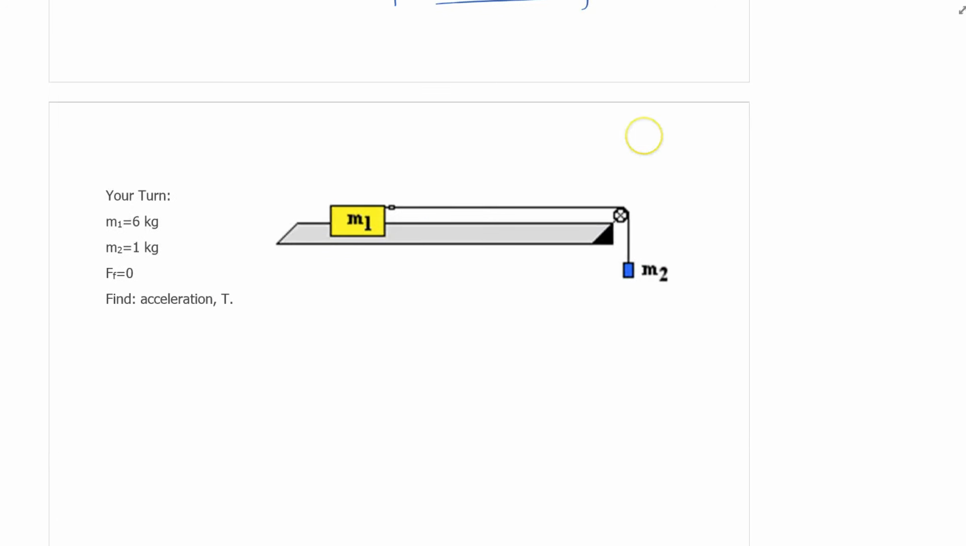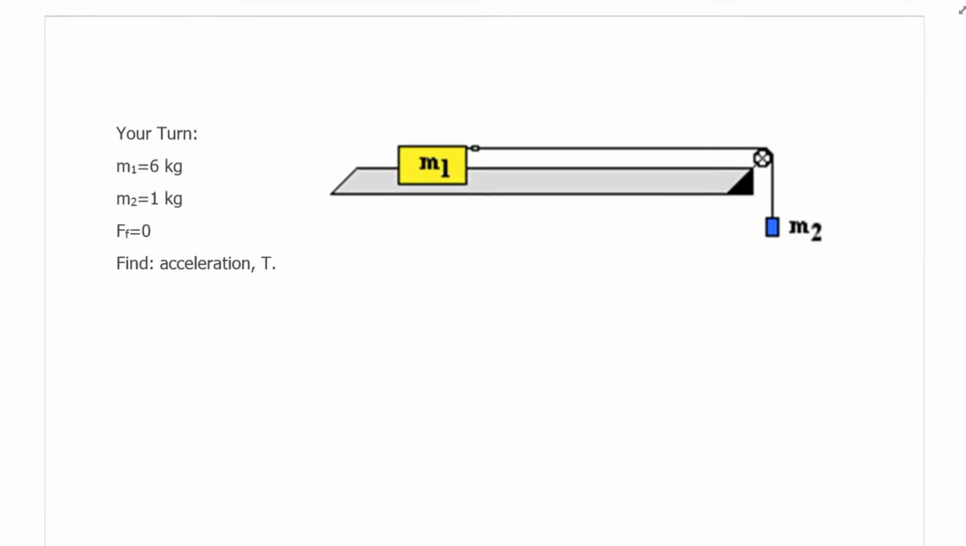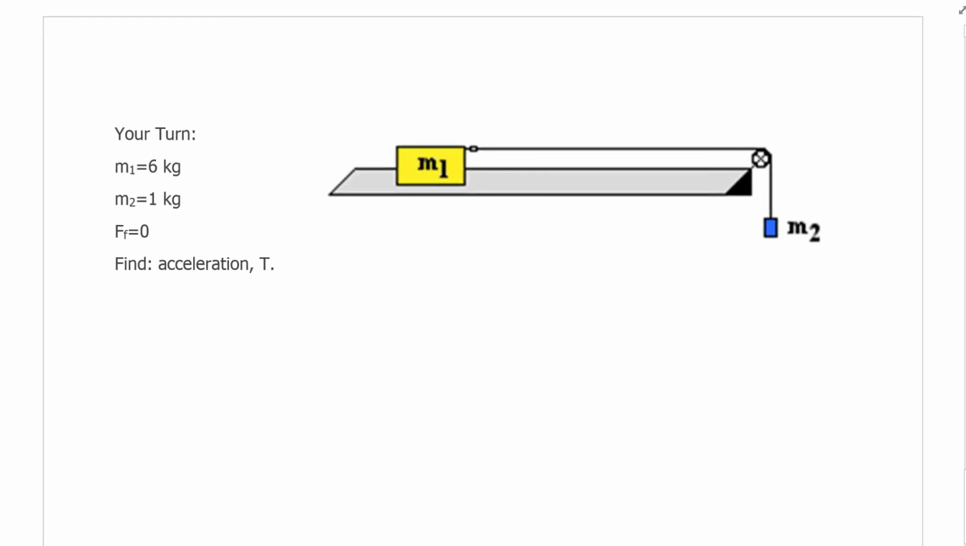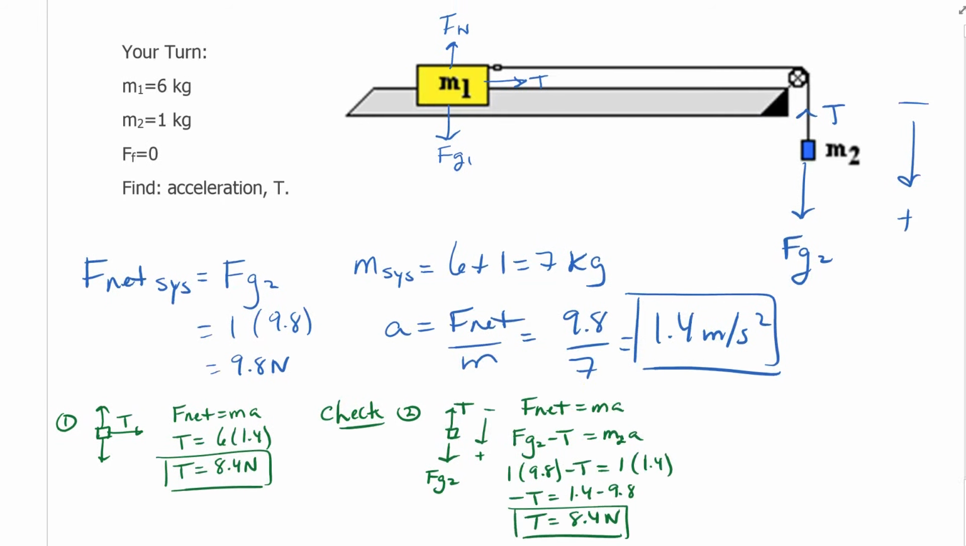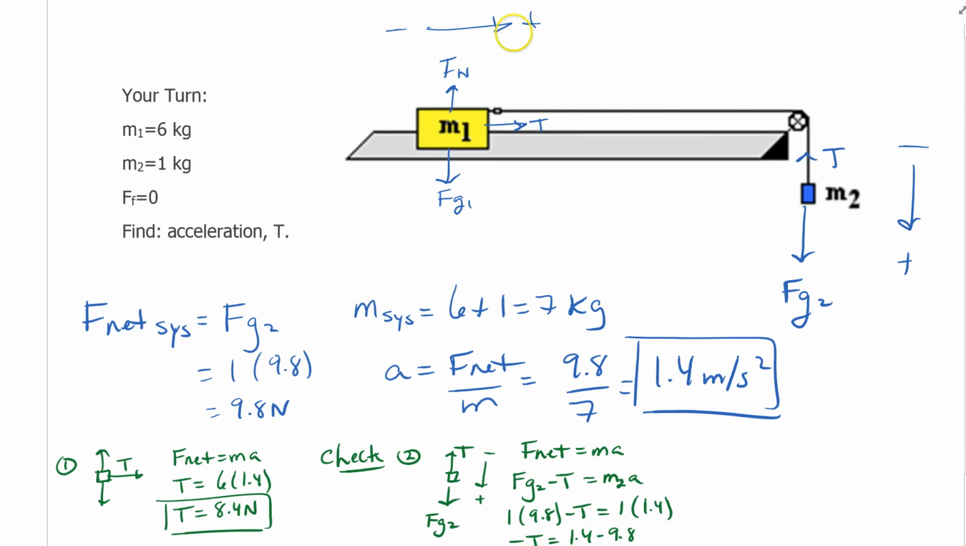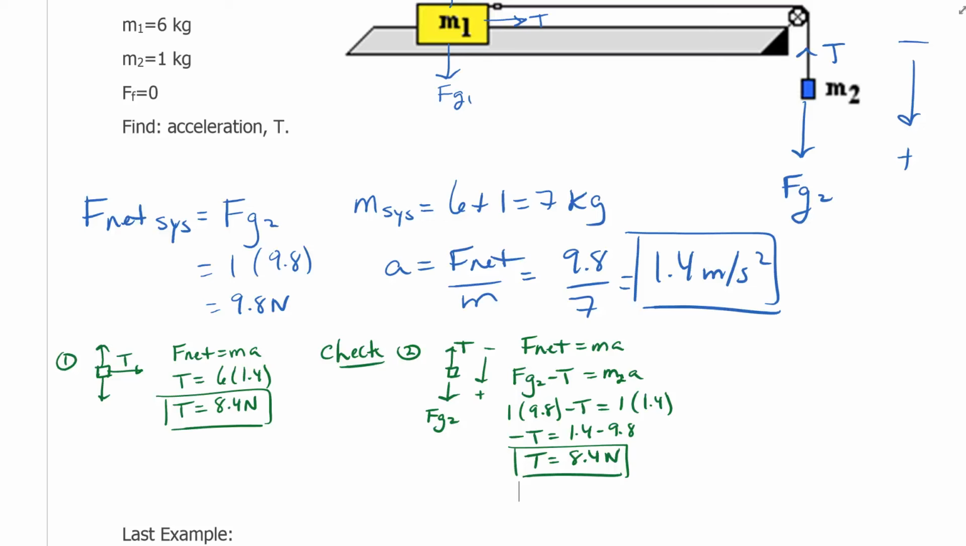Here is your U-turn. No, sorry, your turn. Give it a try. And it's very much like our last one, except all I did was change the masses. So hit pause, try it out, and then I'll show you my answers. Okay, so here's my answer. The acceleration is 1.4 meters per second squared, and the tension is 8.4. You'll notice that this object goes to the right, this object goes down, so that's the directions that we're going to choose. You can take a look at and see how you did.